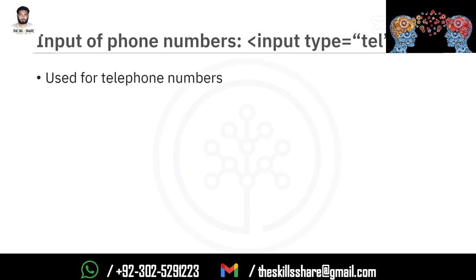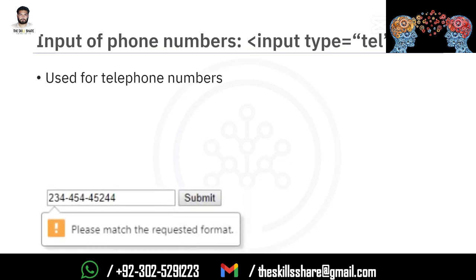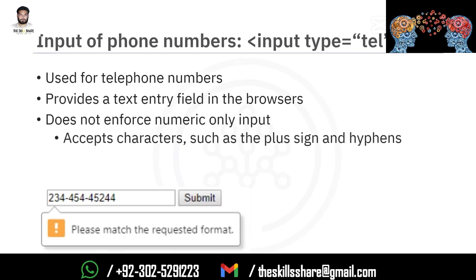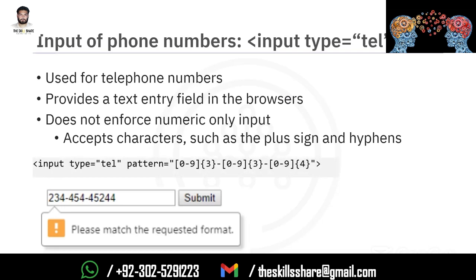The input type equals tel pattern equals parameters attribute expects a telephone number as input. On its own, the input type equals tel provides nothing more than a text entry field in the browsers. It does not enforce numeric-only input since many telephone numbers include other characters, such as the plus sign and hyphens. You need to supply your own pattern matcher if you want the browser to validate the telephone number.